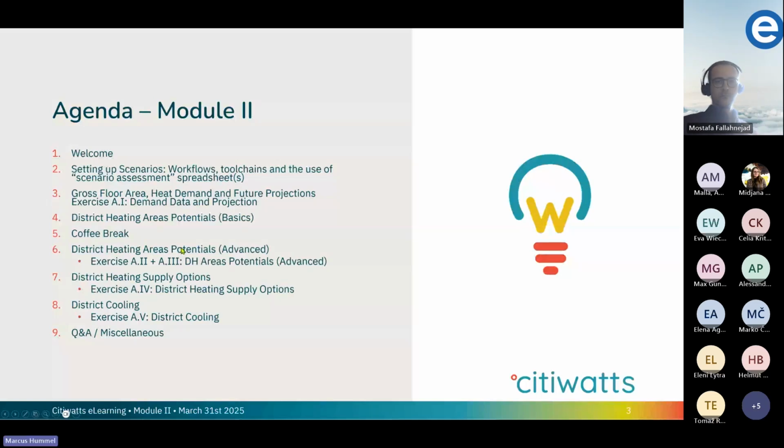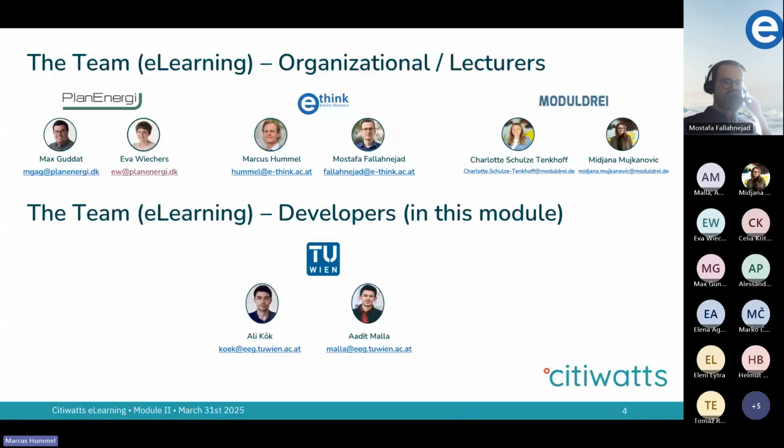Here you see the team of today, or in general, the organizational team of the e-learning. Max, that you already know, Eva, myself, Mustafa, Charlotte, and Midiana organized the training. We are also going to have today Ali and Adit Mala in the team, both from TU Wien, who developed or further developed some of the modules that they are going to show you.